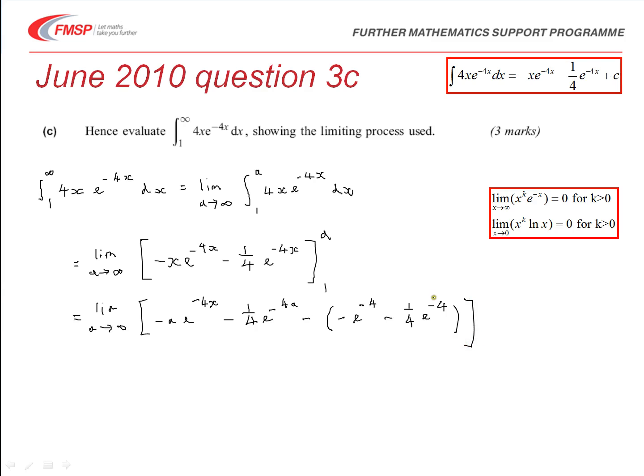Okay, well, we can see these last two values here, the minus e to the minus 4 and the quarter e to the minus 4, they're just constant values. So when we sort those out, we've got, in fact, minus the minus, so that becomes positive for both of those. So in total, we got 5 over 4 lots of e to the minus 4.